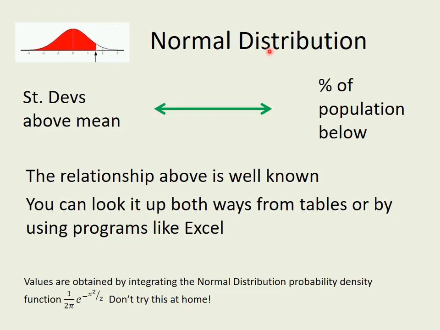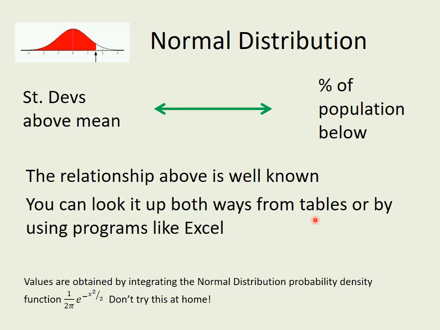So for these ones which are normally distributed, this relationship is very well known. The number of standard deviations you go above the mean tells you the percentage of the population below. So if you know how many standard deviations you are above the mean, you can just find this percentage. It's very well known. You can look it up in all kinds of statistics programs. You'll find this information in the back of every statistics book ever published. Excel has it built in, or of course you can get it directly by integrating the probability density function between minus infinity and x, and it will give you the correct answer. However, unfortunately it's extremely difficult. So let's use the tables.